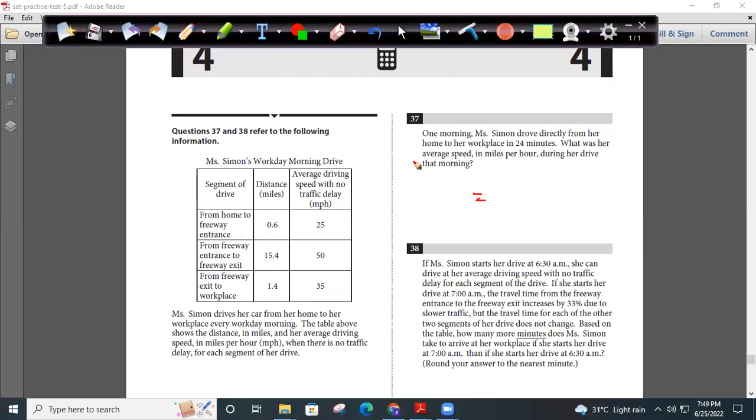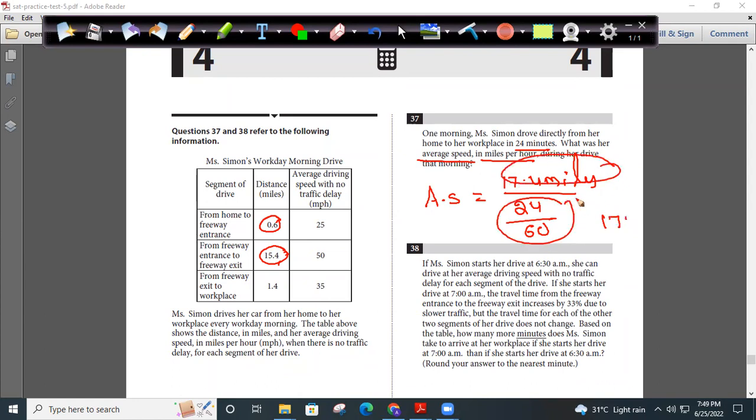I'm telling you, average speed is total distance by total time. So total distance is 0.6 plus 15.4, that's 16, 16 plus 1.4, 17.4 miles. Average speed, AS means average speed, is 17.4 miles. But I want it in miles per hour. Total time she took is 24 minutes, but I want it in hours. So 24 by 60. That's simple. You should know that. If you know that, you are the winner.